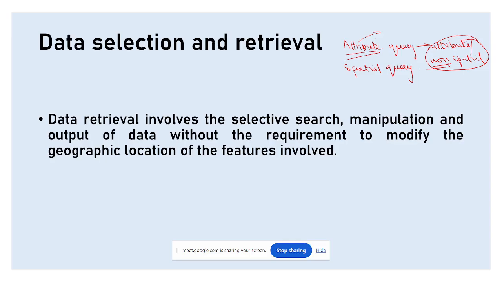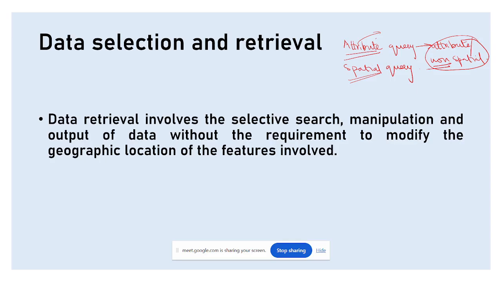Like that's what I'm saying. It's directly related to the name that it's being given. Attribute or non-spatial means it doesn't have anything to do with the location. Spatial query has something to do with the location. So location or the spatial relationships, one with respect to the other, such things.